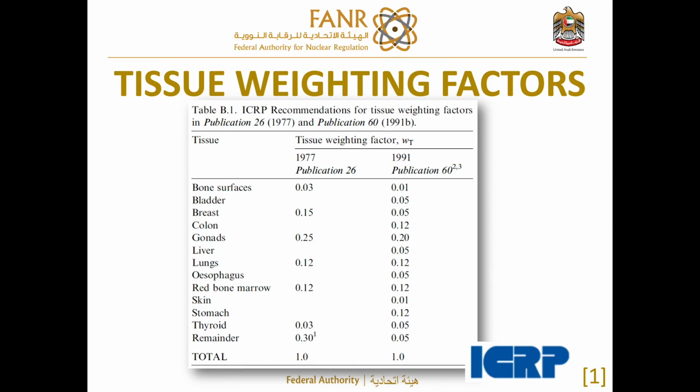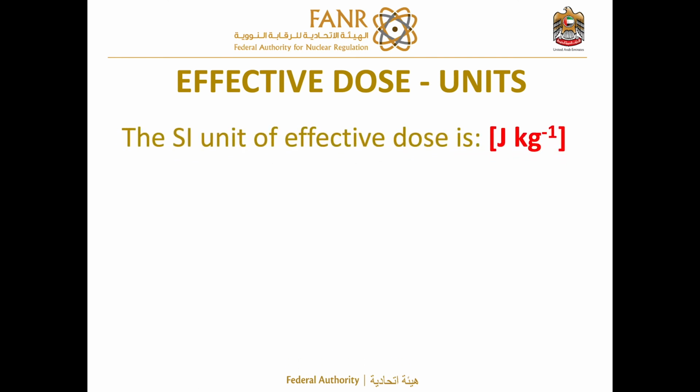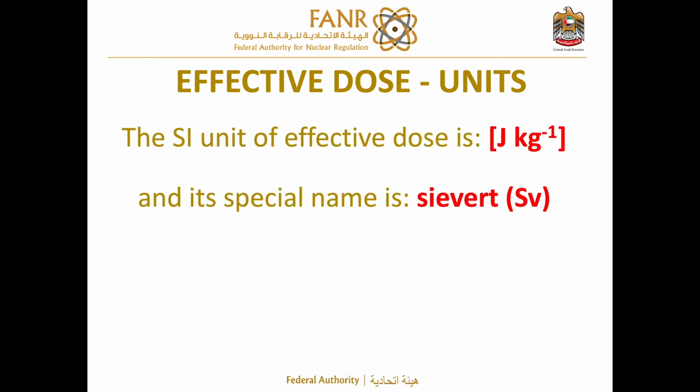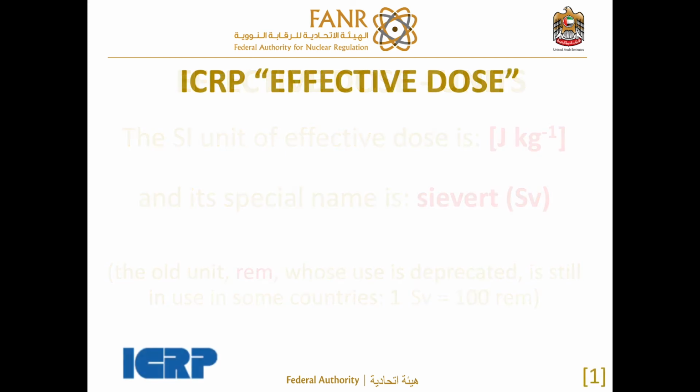Just for your knowledge, this is another table which puts into comparison the evolution of these values from 1977 to 1990-91. So we can see a historical trend. This is more important for radiation safety inspectors. Effective dose units. Again, the unit is a joule over kilogram. And unfortunately, the special name is again sievert. This can be a little bit confusing. In this case too, rem was used in the past. Its use, as I mentioned, is deprecated today.